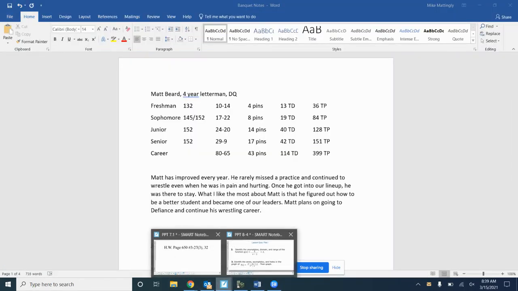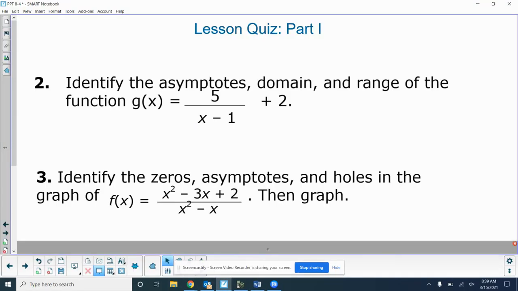Somewhere and put it off the side. All right, let's, number 2, come on, focus.